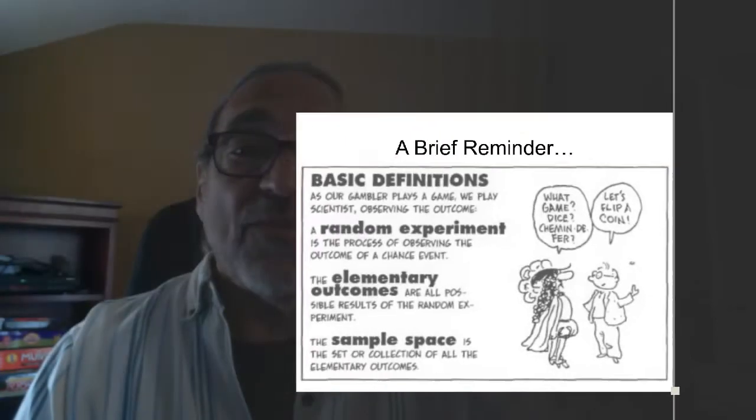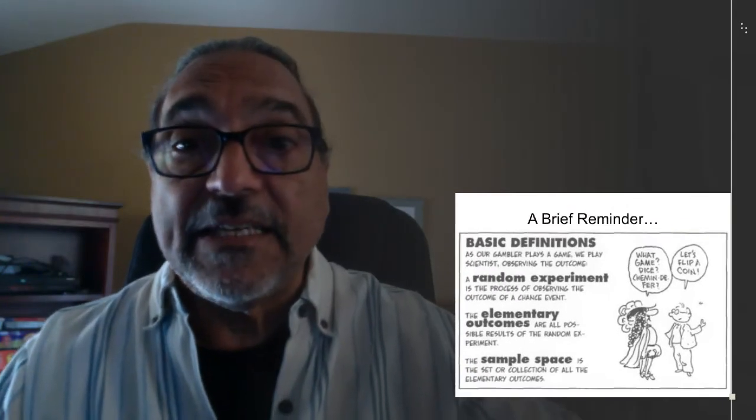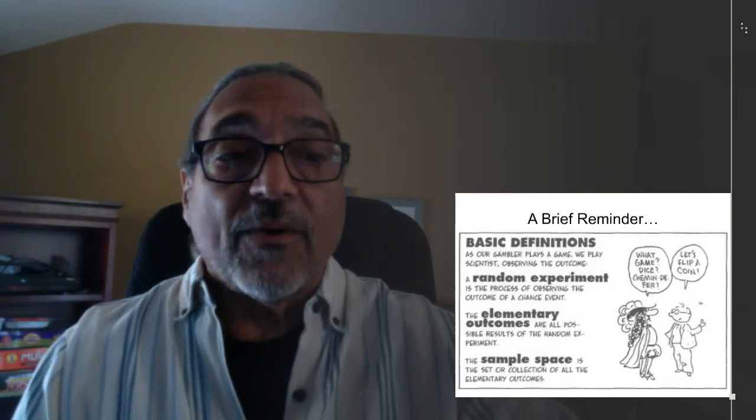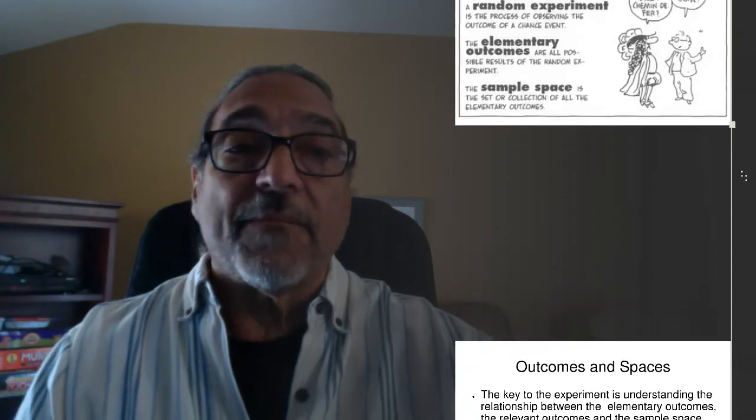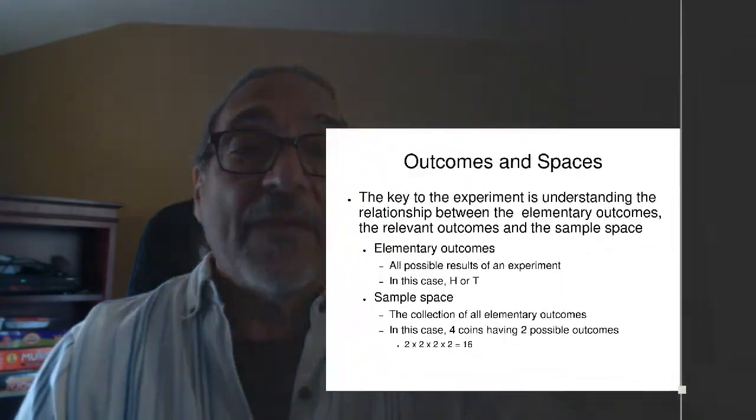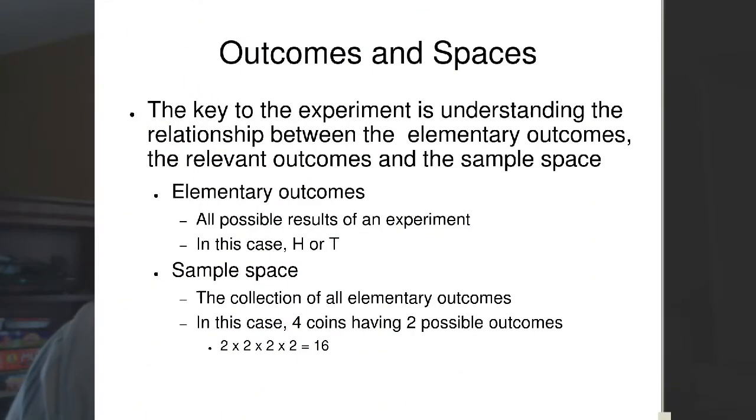So let's try to apply some of these ideas in our existing problem. Now, what we really want to do is think about this idea of flipping four coins, okay? So our elementary outcomes are really simple. It is what are the possible results? Well, it's either heads or tails. Not hard. What's the sample space?